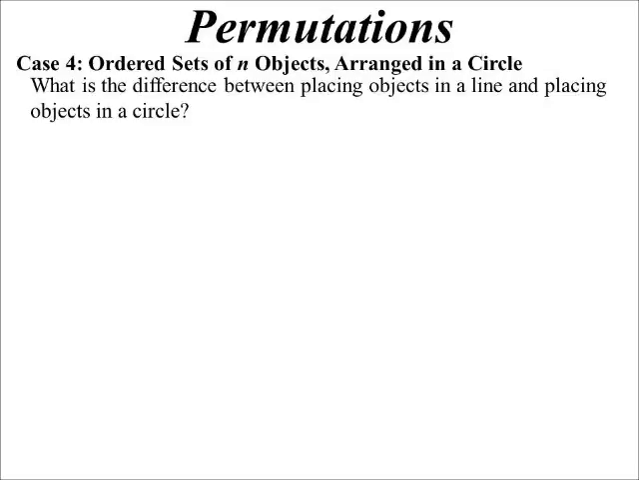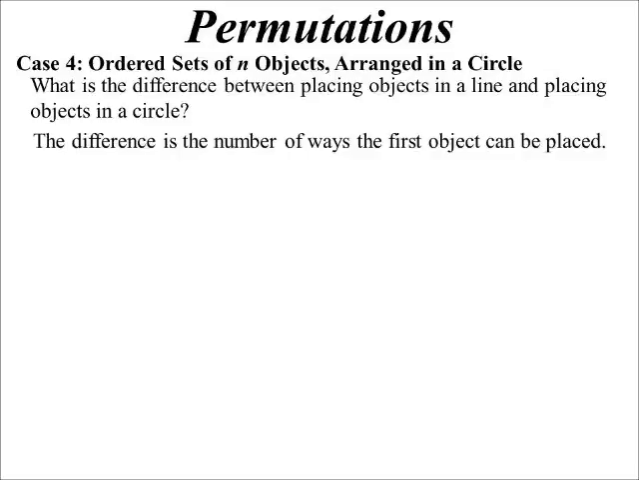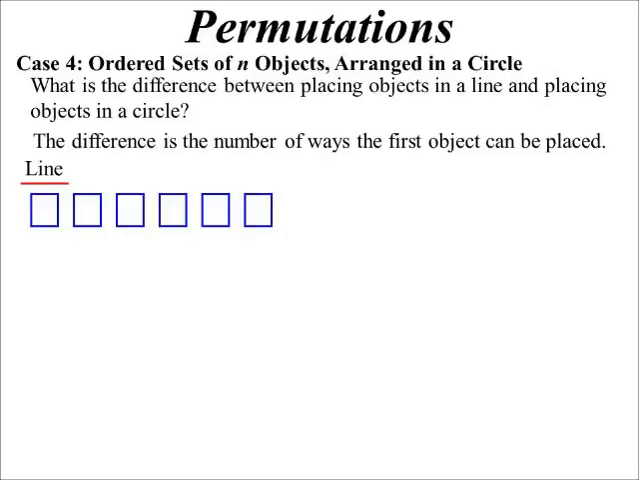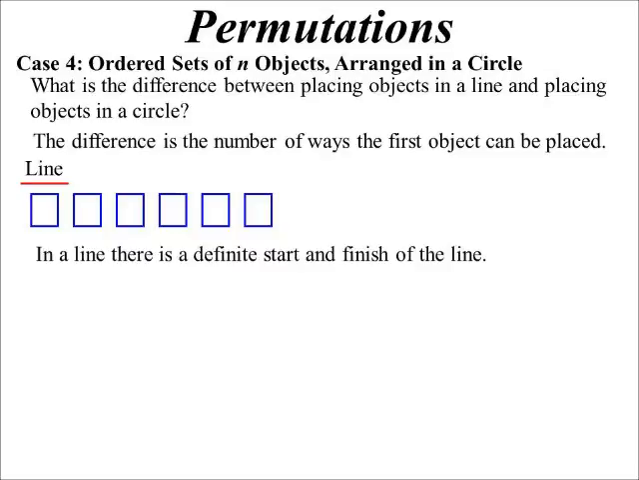So what is the difference? Well, it all really comes down to just how you can place the first object. See, when you've got a line, the first object, well, I've got a starting point, I've got a finishing point, which then defines every one of these positions. And so in this case, I've got 6 different spots I could put the first object.